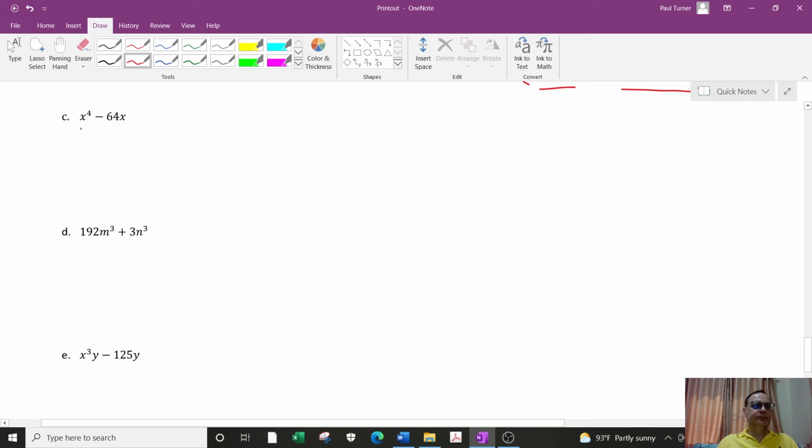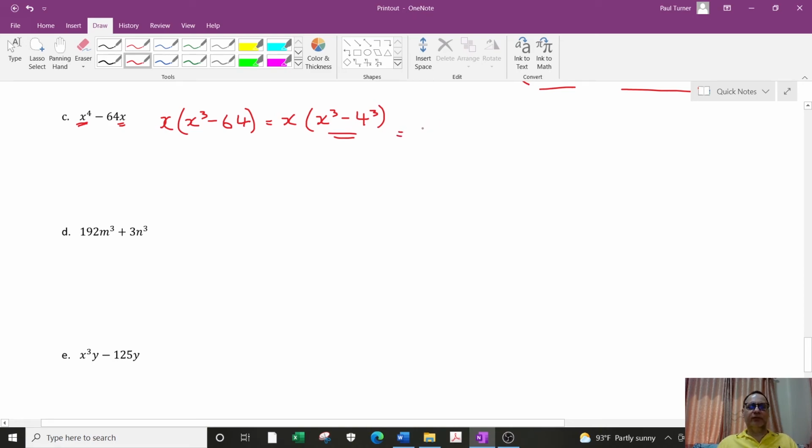In question C, notice we've got an x to the 4, it's not x cubed. And you may be thinking you can't do it, but you notice that we also have x here. So you should always look if you can factorize basically first. So take out the common factor x. So you'll be left with x cubed minus 64. Okay, so now we can do it because 64 is 4 cubed. So we'll have x cubed minus 4 cubed. And this part can be factorized as the difference of cubes.